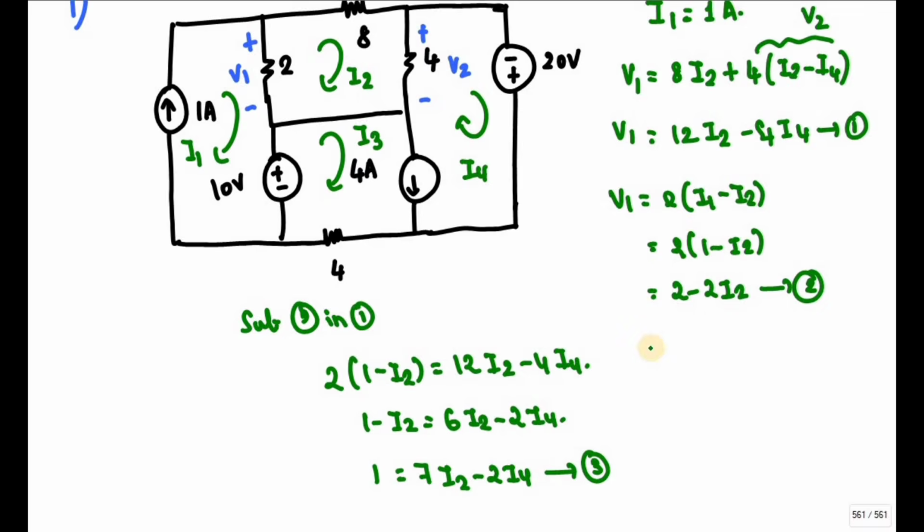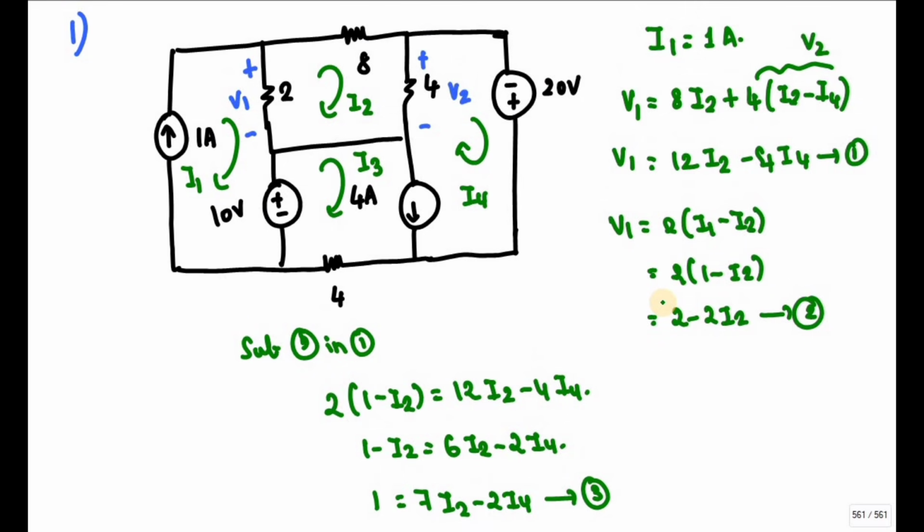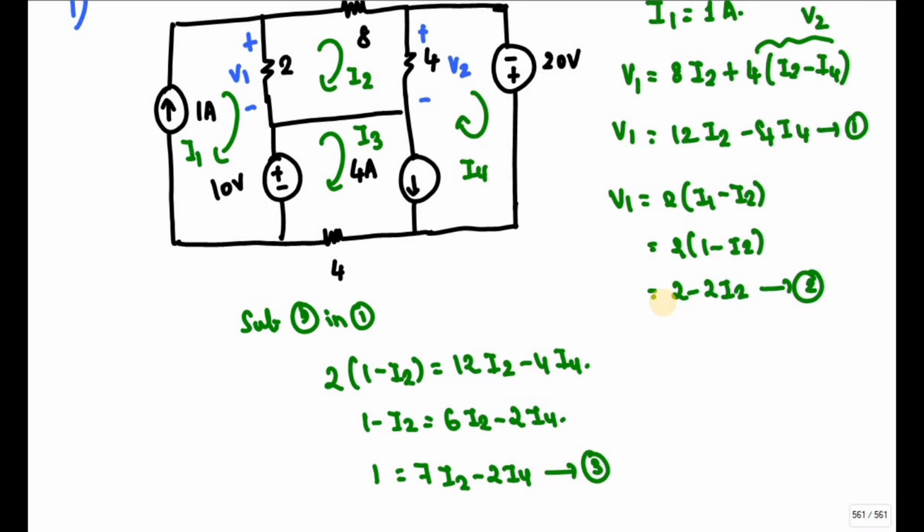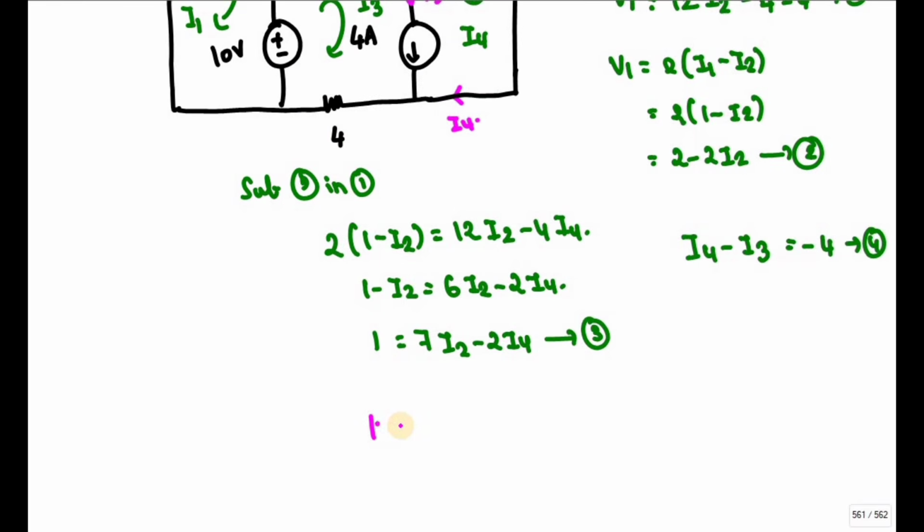I need to form another equation with respect to I2 and I4, so I have to apply the supermesh method. You can see the 4 amp current is in between I3 and I4. The I3 current and the 4 amp source are in the same direction, so I can write I3 minus I4 is equal to 4. That is my fourth equation.